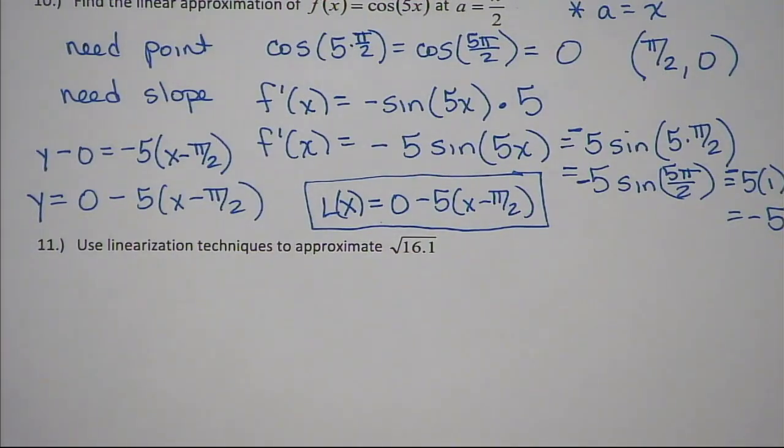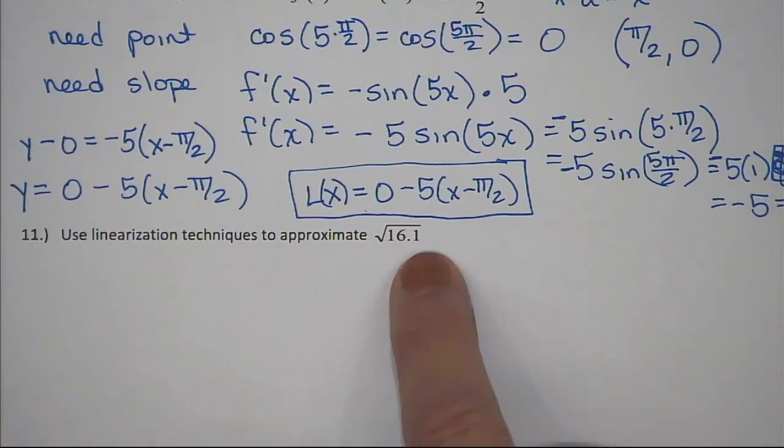All right, so number 11, we're going to do this same process, but we want to find the approximate value of the square root of 16.1. Now, this is kind of neat. Dr. Taylor did 25.1 with you. This is kind of the whole reason why linearization exists.